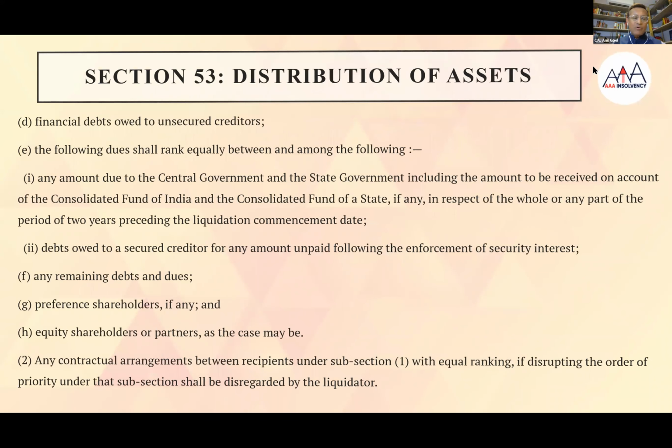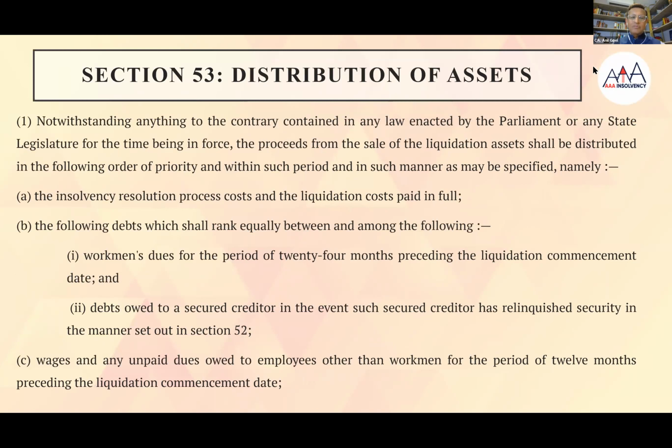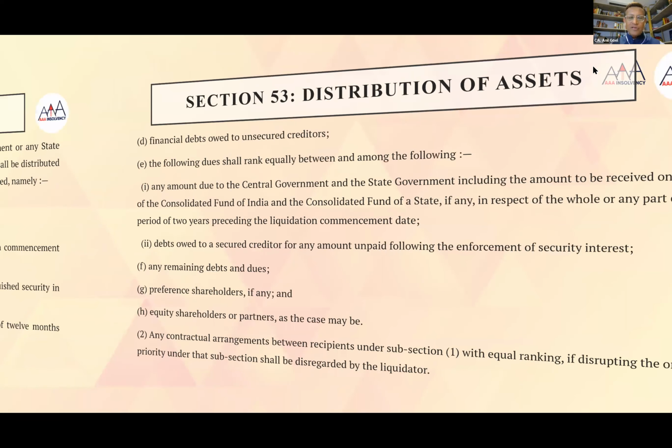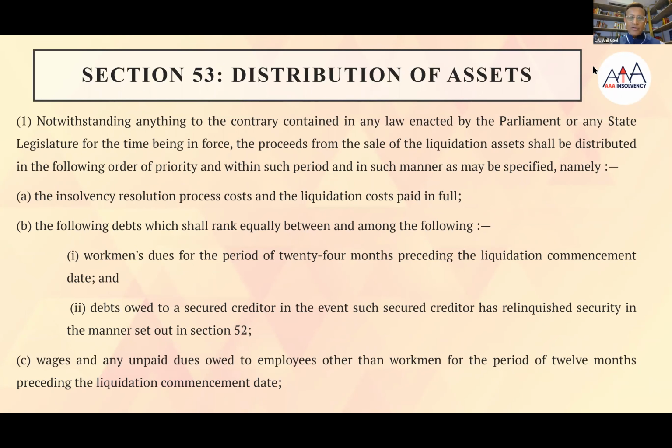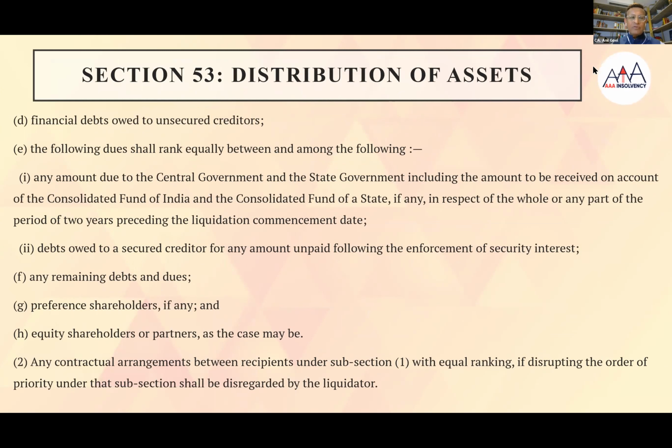clause F, and if it is up to 24 months, it will go to clause B, subclause 1. For wages and employees' dues, when we come to clause C, if it is for 12 months, it will come under that subclause, and if it is beyond 12 months, it will be admitted under clause F. So while admitting the claims, it is very, very important that we also specify the clause under which the claim is admitted. Any residual claim beyond 24 months or even beyond 12 months will fall under clause F. Now, coming to subclause E, the following dues shall rank equally between and amongst the following.